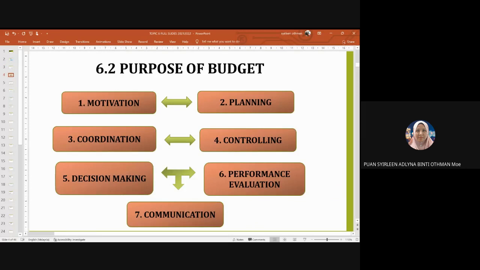Ni purpose. Yang ni semua you need to fill up in your nota. Kalau you tengok definition tadi, in your module dia ada tempat kosong tu kan, you can isi, right? And then you have the mind map dekat bawah tu. It's actually for you to fill up the purpose of budget. So you have motivation, coordination, decision making, planning, controlling, performance evaluation and communication. So communication dekat sini bukan suruh kita bercakap lah.